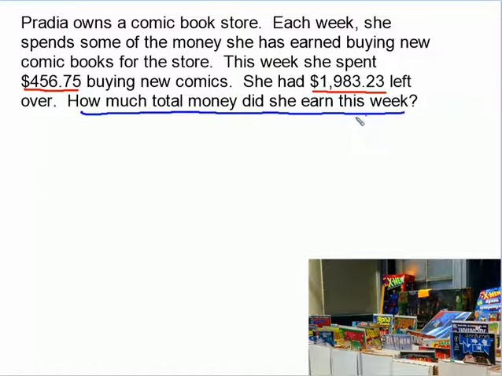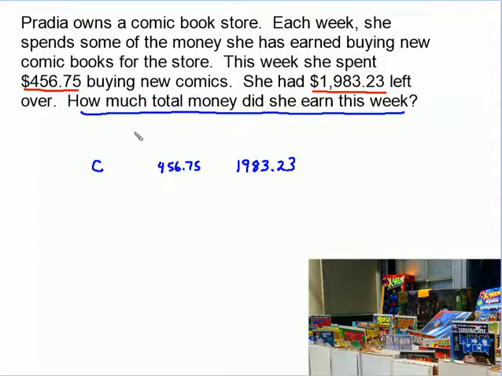So we're looking for how much total money she earned this week. We know that she had $1,983.23 left over. We also know that she spent $456.75. What we don't know is how much she had at the beginning. So we'll use this as a variable. We'll use C.